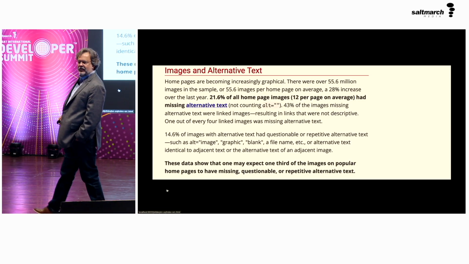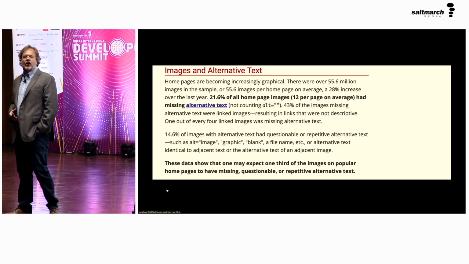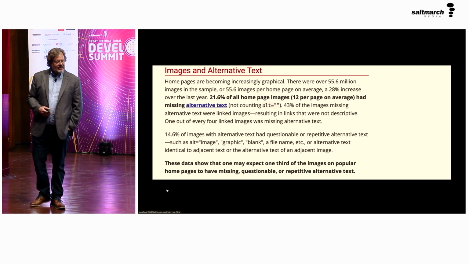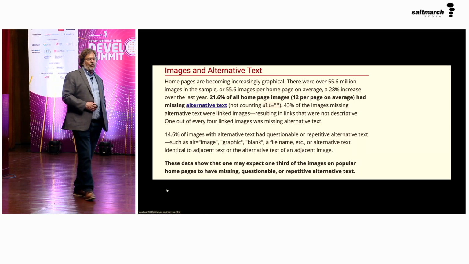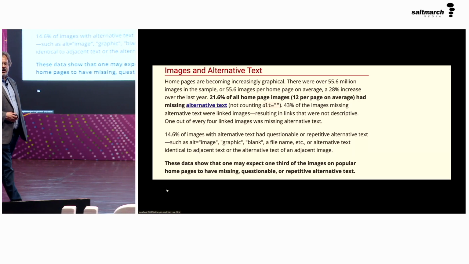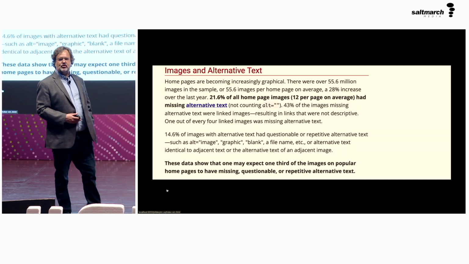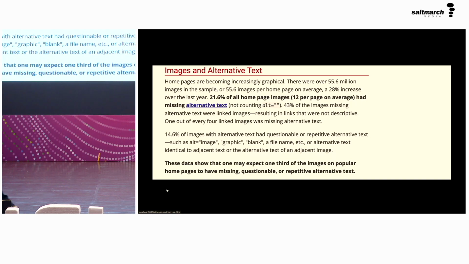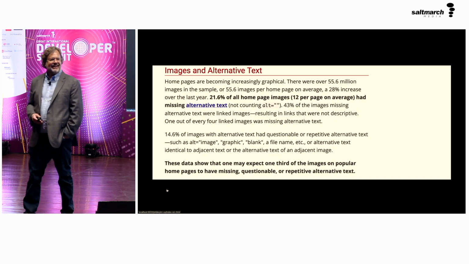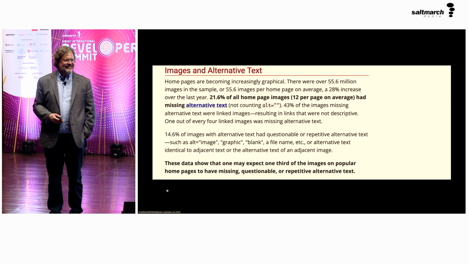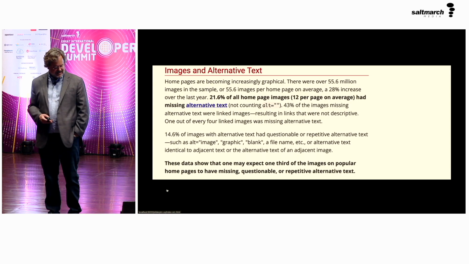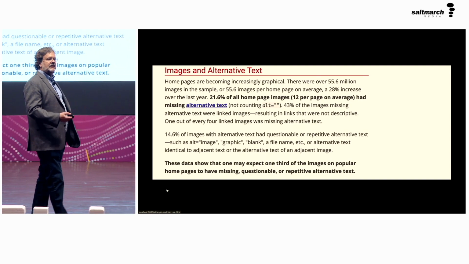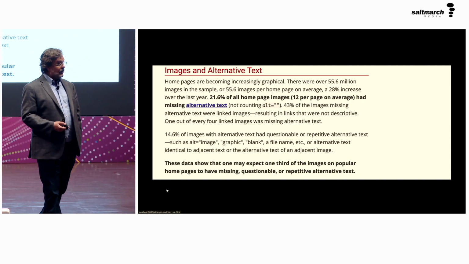They said that there's an average of 55.6 images on every homepage. An average of 55 images. And the data shows that 14.6% of those images had questionable or repetitive alt text. Alt text like "image." Is that helpful? Not at all. Alt text like img0001.jpg. Is that helpful? Not at all. So we should expect at least 1/3 of all images, even if they have alt text, to have ineffective or bad alt text.